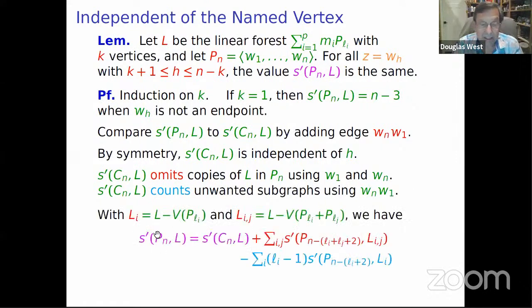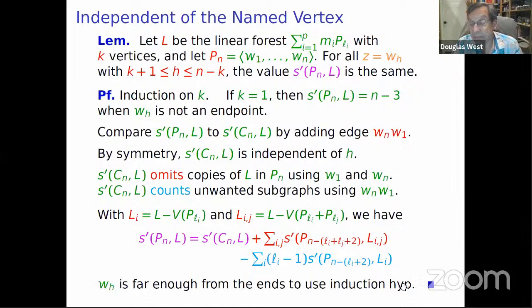So all we need to do is say that the count we want is everything we see in the cycle, plus the count of subgraphs that were omitted, minus the count of subgraphs that we didn't want. And the basic idea is that when you look at the details of this, here we have fewer vertices in the subgraph we're looking at. And in each of those cases, the specified vertex is far away from the ends so that the induction hypothesis applies. So this one is automatically independent of the isolated vertex. And these, as long as it's far enough from the ends, are also going to be independent of the isolated vertex. And so that's basically how we prove this statement three.